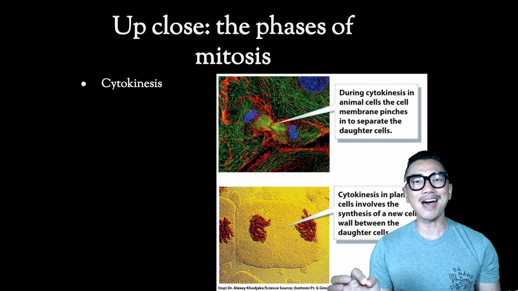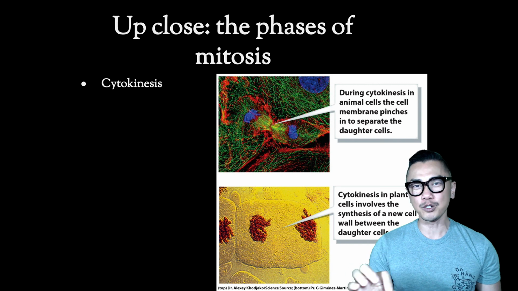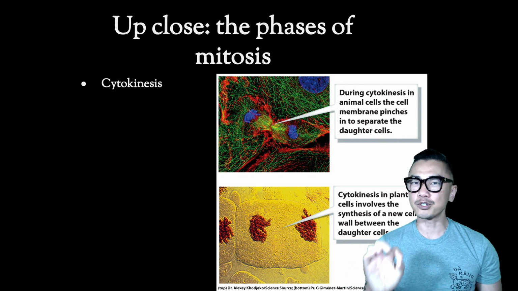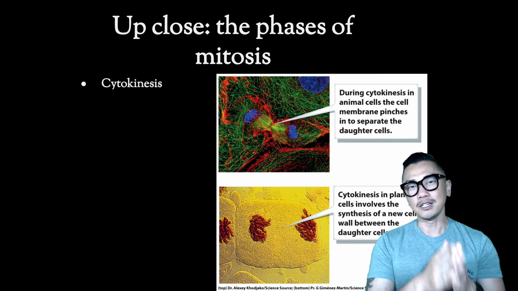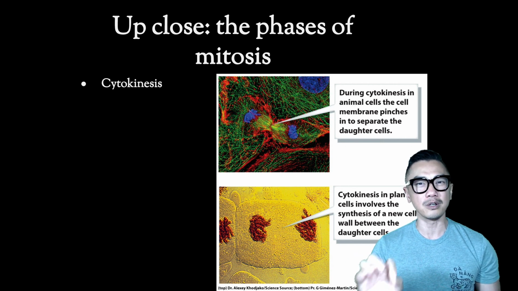Cytokinesis occurs after mitosis. In cytokinesis, the cell membrane pinches and splits to form two new daughter cells. In plants, a new cell wall also forms between the two new daughter cells.